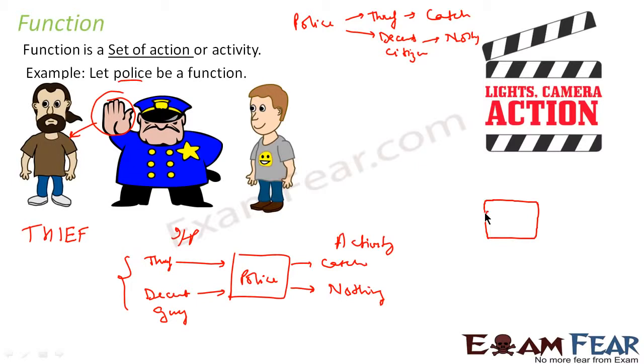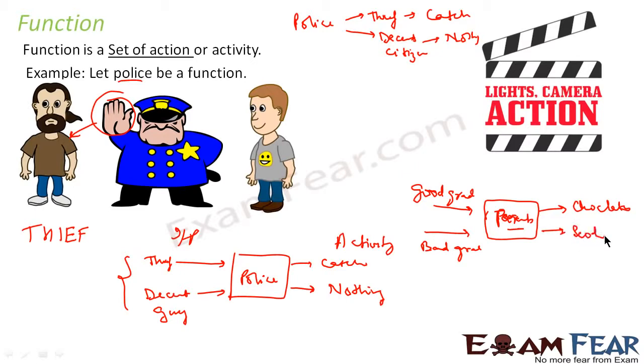So this is nothing but a teacher. Teacher is a function. Or let's suppose your parent, your dad, your parents is a function. So if you get good grades, what will you get from your parents? You will get chocolates. If you get bad grades in maths, what will you get? You will get scolding. Correct? Or maybe a cut in pocket money, or any kind of punishment, depending on how your parent is.